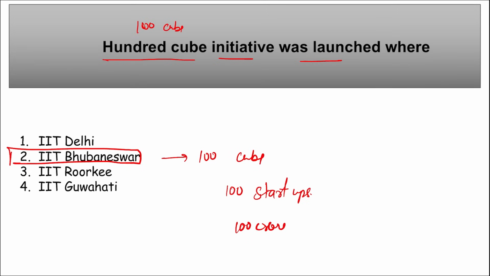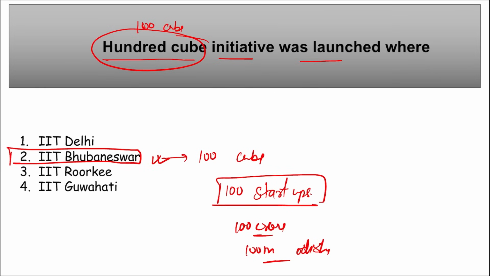So I repeat, this 100 Cube initiative was a startup initiative launched at IIT Bhubaneswar. The aim here is to create 100 startups, and these 100 startups will have a valuation of 100 crore rupees by the 100th anniversary of Odisha. Correct? So this is your 100 Cube initiative. Here we are talking about 100 startups, 100 crore, and the 100th anniversary, so 100 Cube initiative. Right?